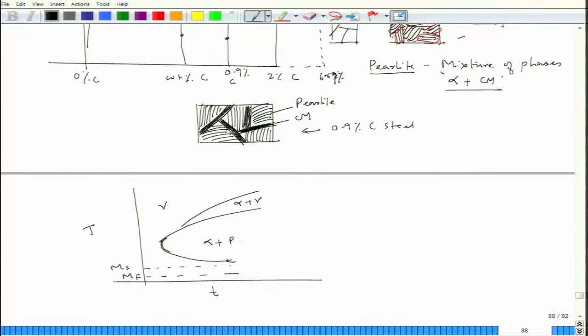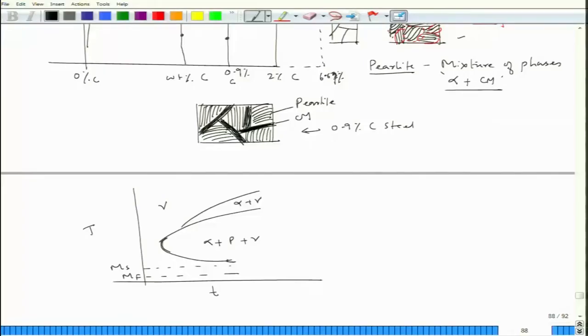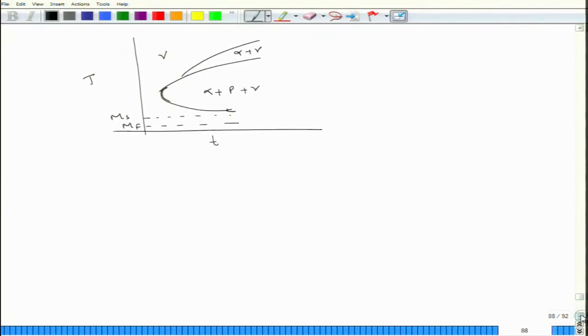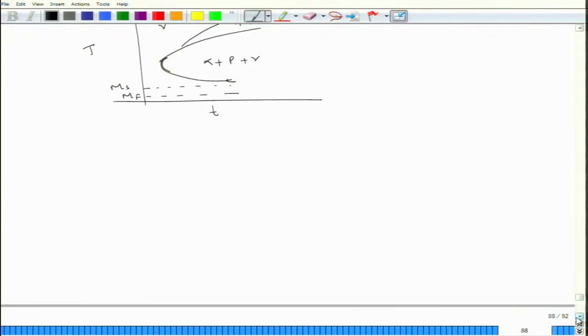Now, in this case I can also put gamma, meaning if I do not hold it for a longer duration, I could have a little bit of gamma left, and if we cool and quench it, that gamma can transform into martensite. So, depending on that, we can design different heat treatment practices. Let us look at the common heat treatment practices we can have in the case of steel.